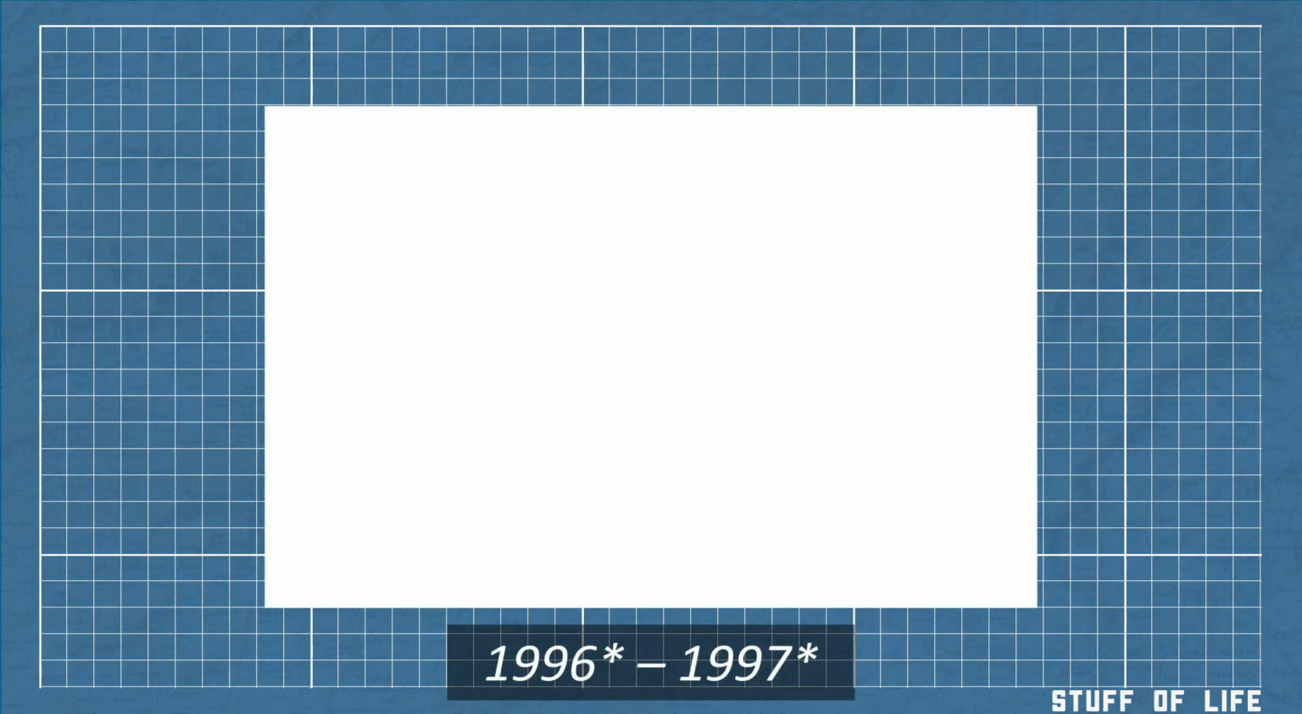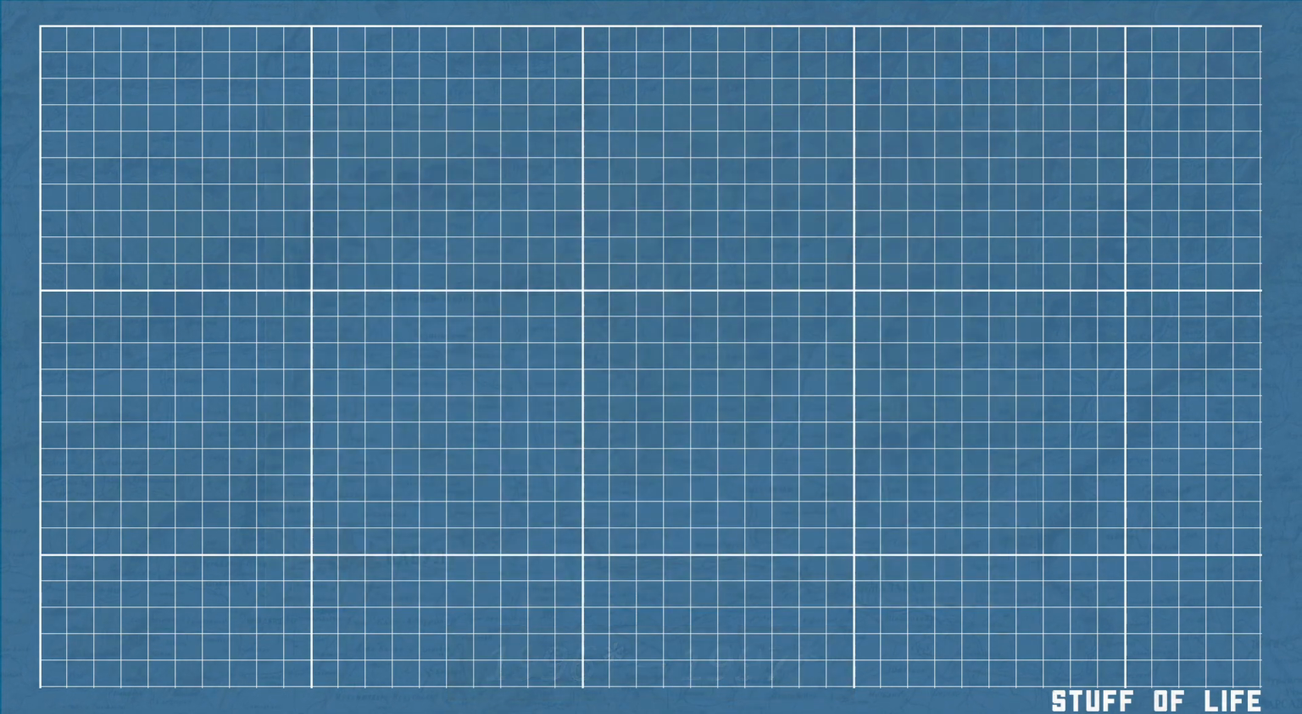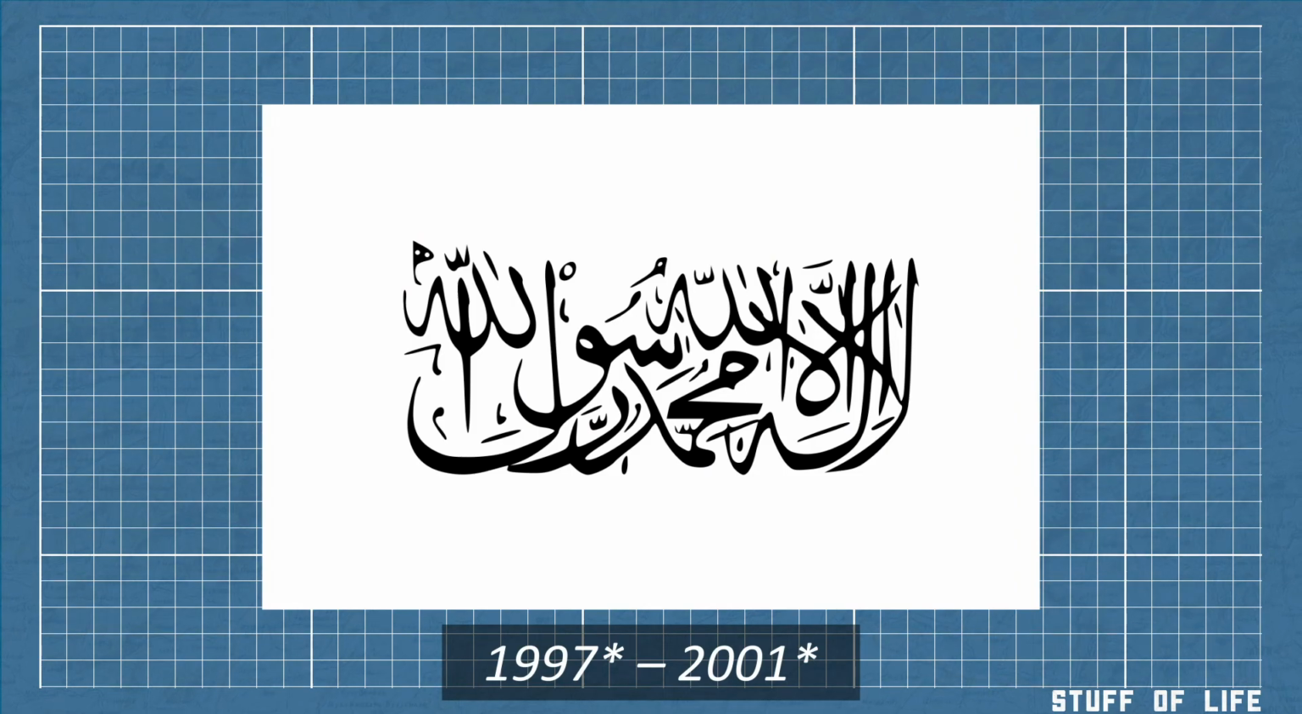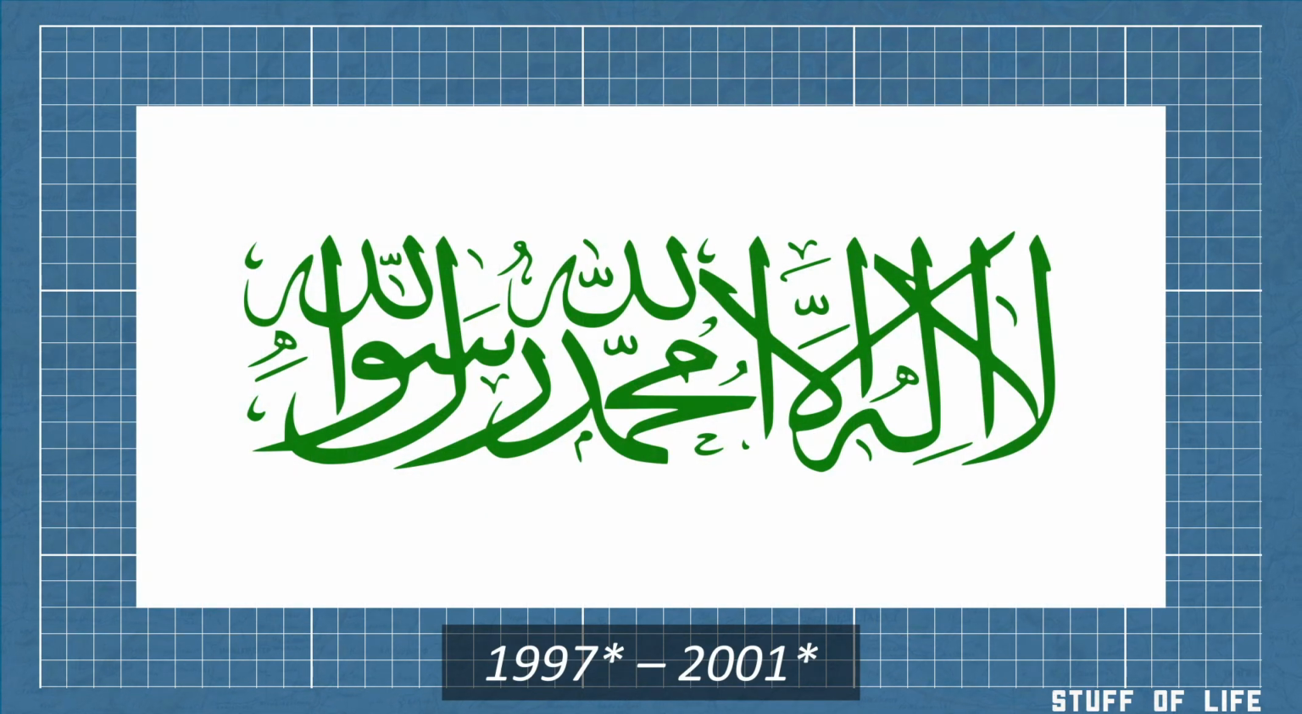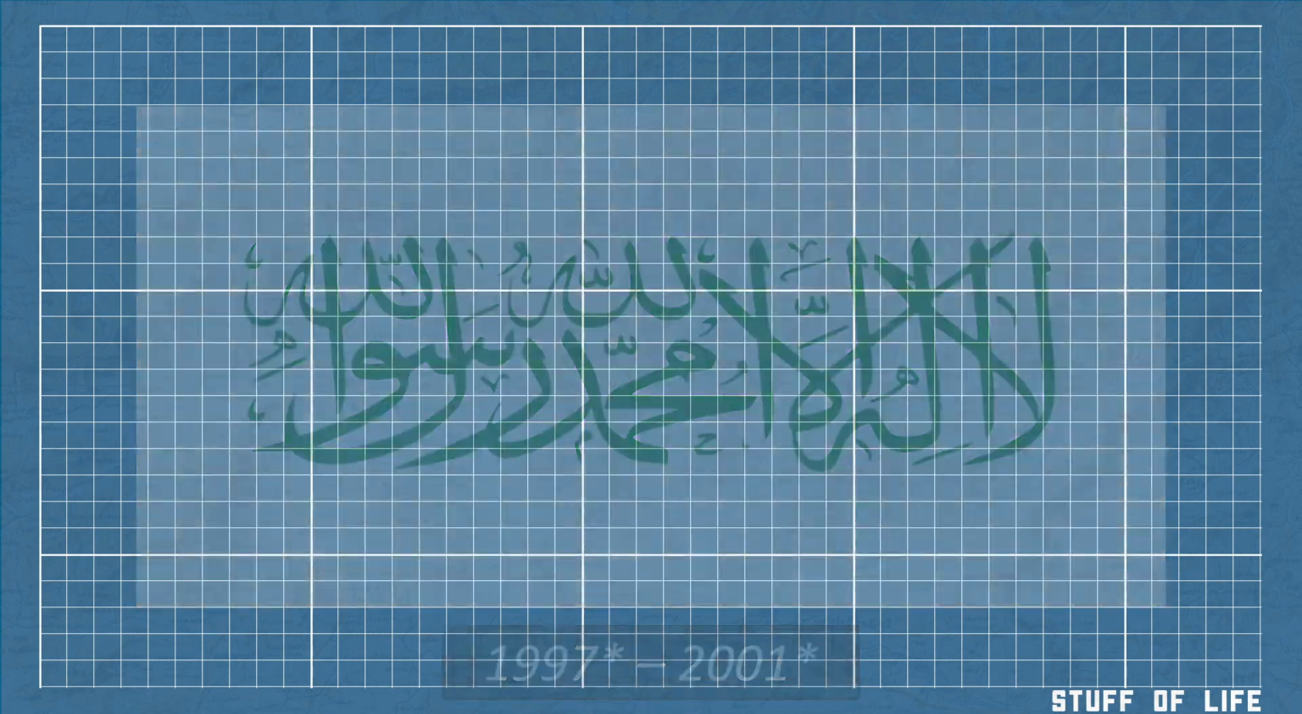single white monochrome banner for an entire year, where at the end of 1997, they added the Shahada written in black with Thuluth script in the center of the flag. Another version with a green inscription has been seen during this period.